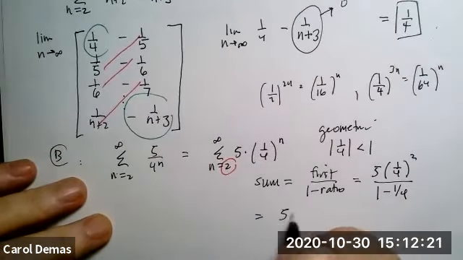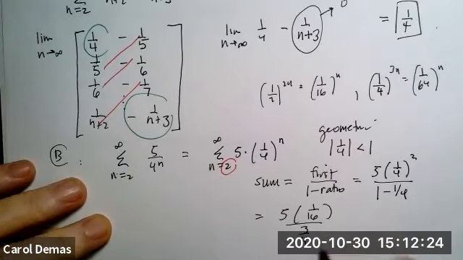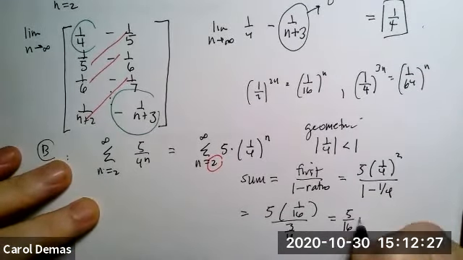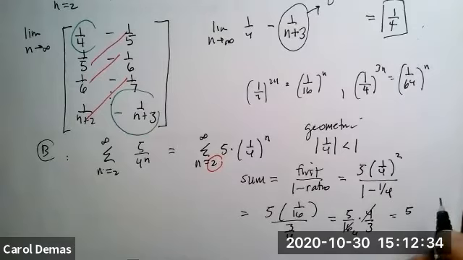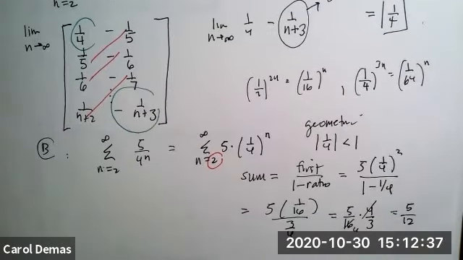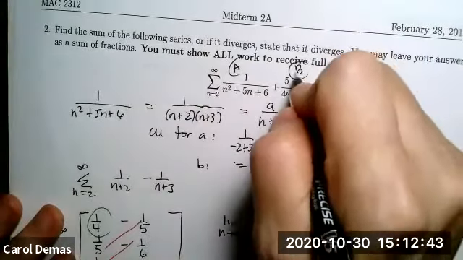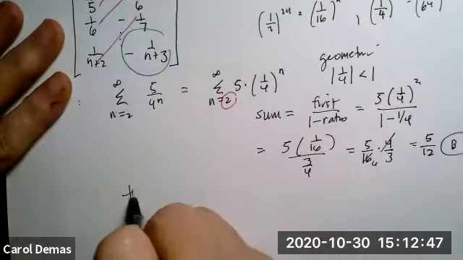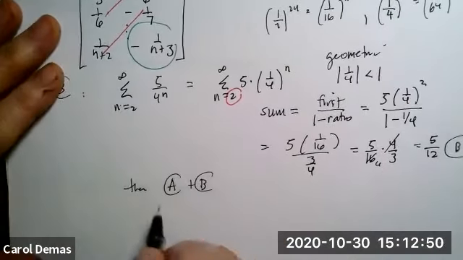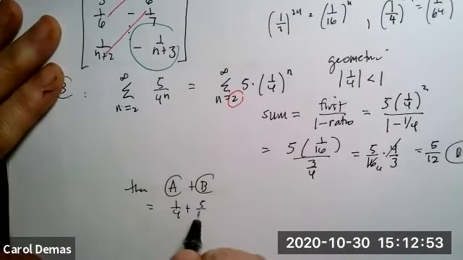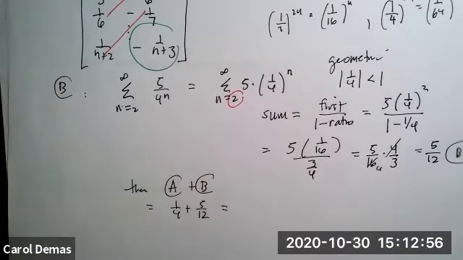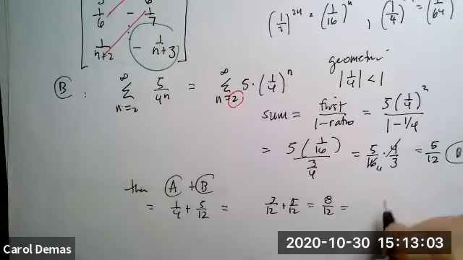Okay, so back to our sum, we'll have 5 times 1 over 16 over 3 over 4. And that's 5 over 16 times 4 over 3, which is 5 over 12, right? Okay, so that's the sum for B. Now our total sum is going to be A plus B, which is 1/4 plus 5 over 12. And that's going to be 3 over 12 plus 5 over 12, which is 8 over 12, and that's going to reduce to 2 over 3. Okay?